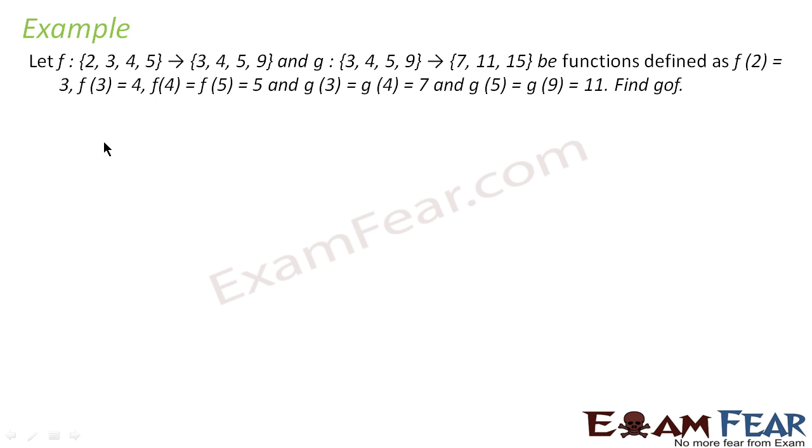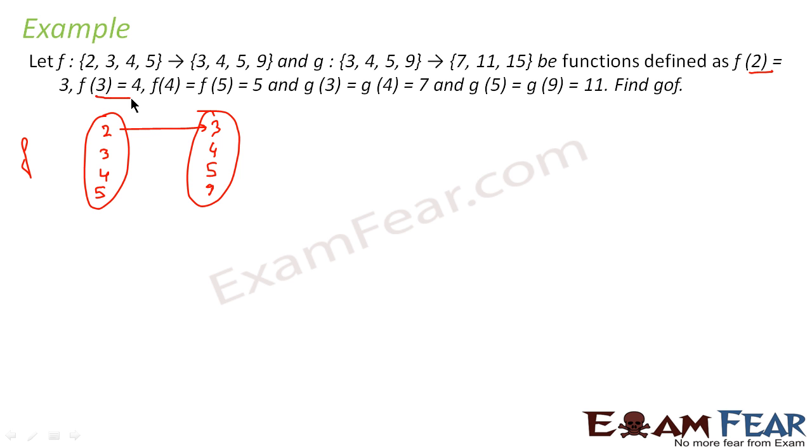So let me first plot this f first. This is my f function. It has values 2, 3, 4, 5 in the domain side, and the codomain has 3, 4, 5, 9. The relation is f of 2 is equal to 3, from 2 to 3, f of 3 is equal to 4, 3 to 4, f of 4 is equal to f of 5 is equal to 5, that is, f of 4 and f of 5 both point to the same number.